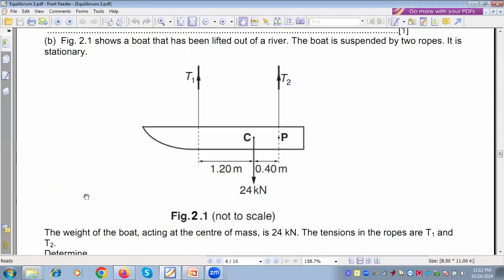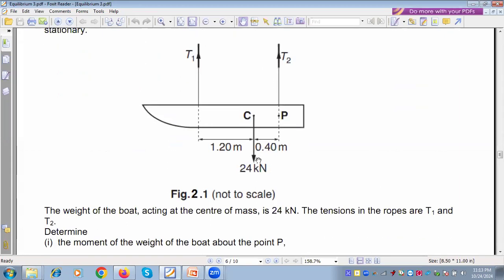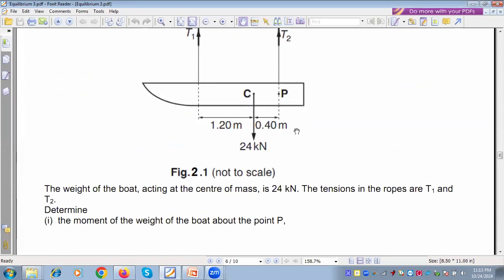Tension in T1. When we take P as a pivot, T2 has its line of action passing through the pivot, so its moment will be 0. Moment of T2 will be 0, so it will not be in the equation. So anti-clockwise moment is caused by the weight. Weight is causing anti-clockwise movement about P, and T1 is causing clockwise movement about P.